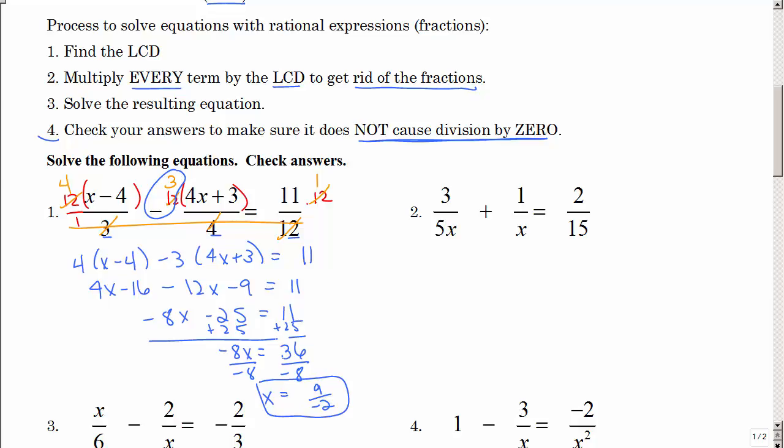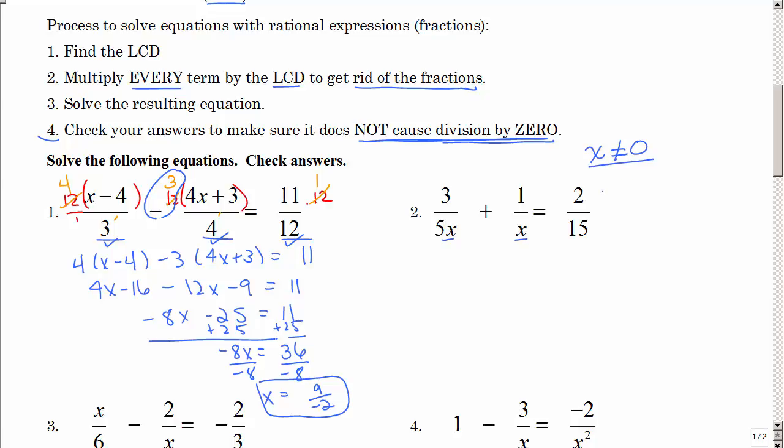Now how do I check? How do I check my answers to make sure I'm not dividing by 0? Well, let's erase some of this mess here so we can see. Are there any x's in my denominator? No. This denominator is always 3, that denominator is always 4, that denominator is always 12, so we could not possibly divide by 0. That's only a concern when you have variables, like in the next one. If my x is 0, that would not be good. So I know x cannot equal 0. That's just because I can't divide by 0.